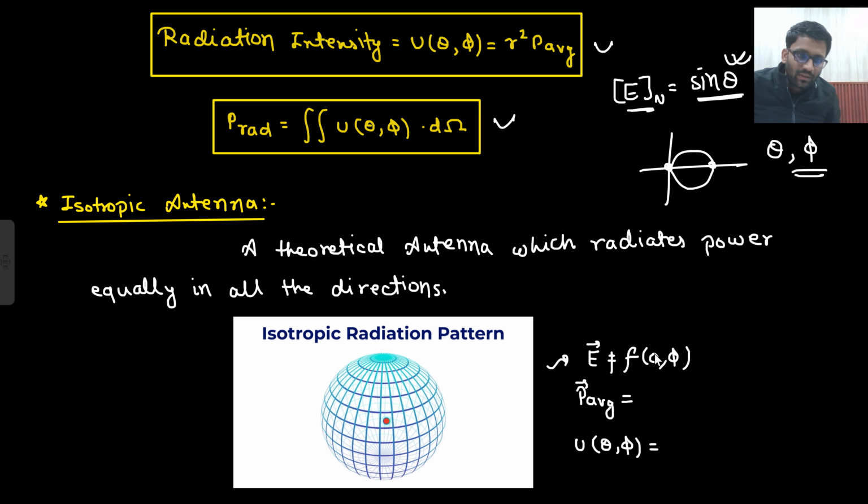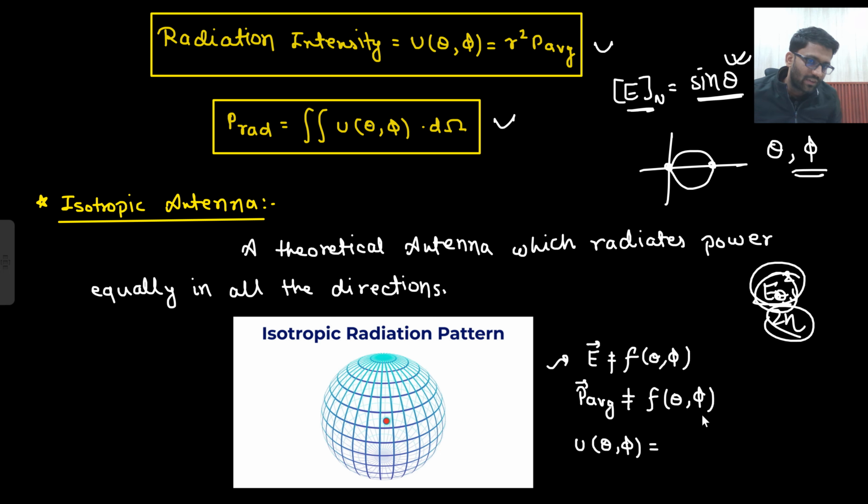Are you getting this point? It can never be a function of theta and phi. What is P average? P average is E naught square by 2 eta. So eta can never be a function of theta and phi. If E theta is not a function of theta and phi, that means P average can also not be a function of theta and phi.